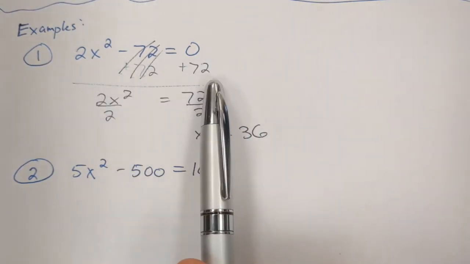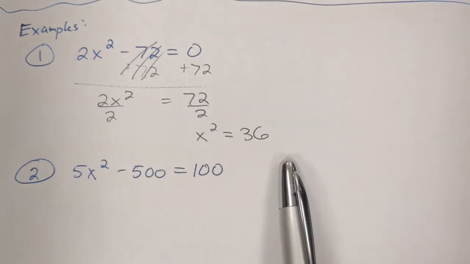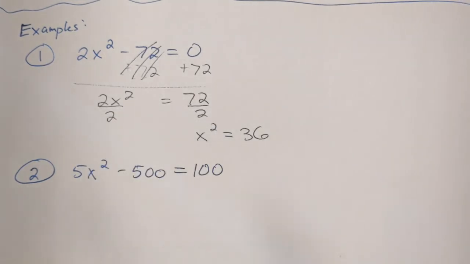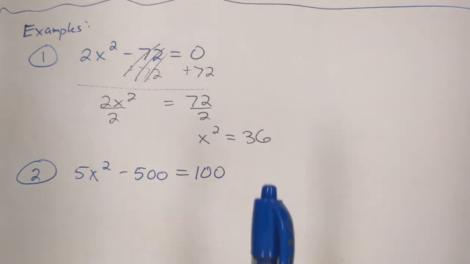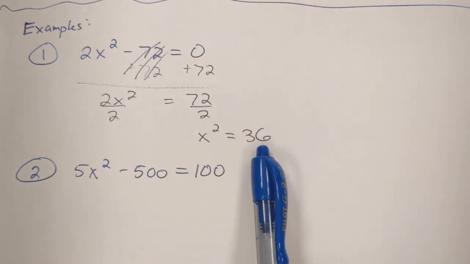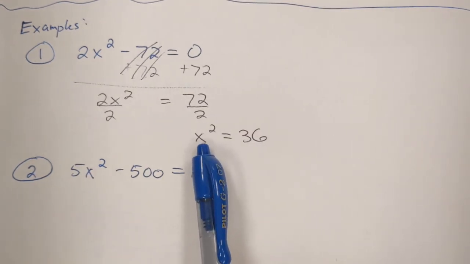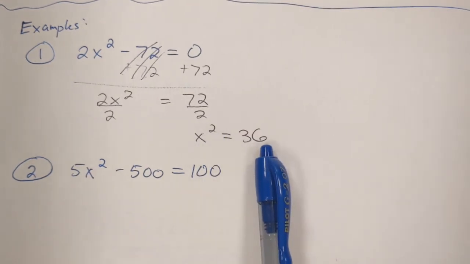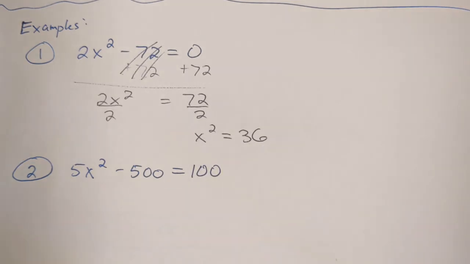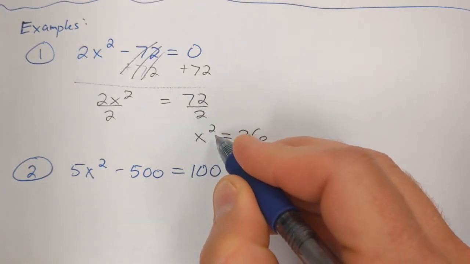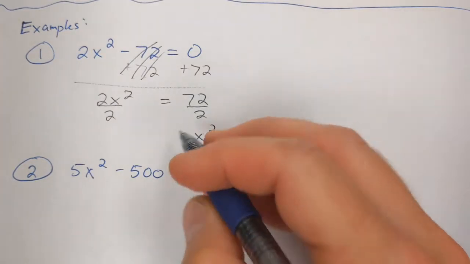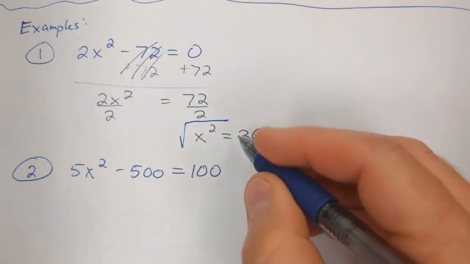We added 72 to both sides, and then we divided both sides by 2, and we're left with x squared equals 36. Now our last step. At this point, hopefully you can figure out in your head that the answer is going to be 6, because hopefully you know that 6 squared is 36, or that 6 times 6 is equal to 36.